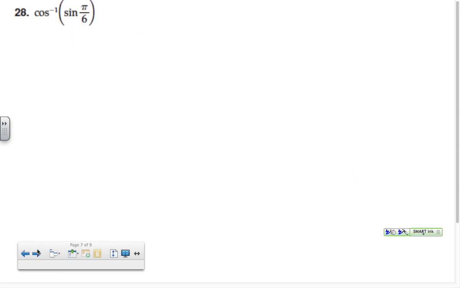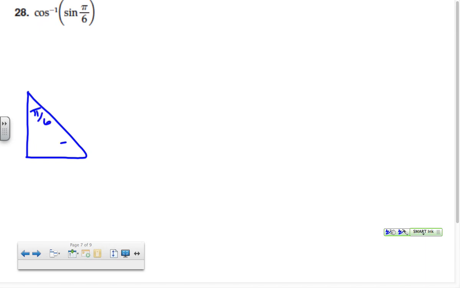All right, so this is an embedded problem, inverse cosine of sine of pi over 6. So what we need to actually do is to find these values. These are not calculator problems. Again, if you use calculators on this, I'm going to know, because you will have decimals instead of exact answers. So what is the sine of pi over 6?